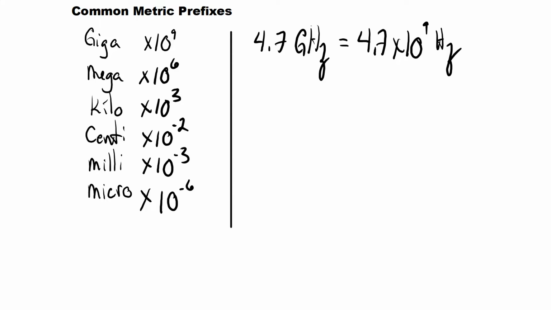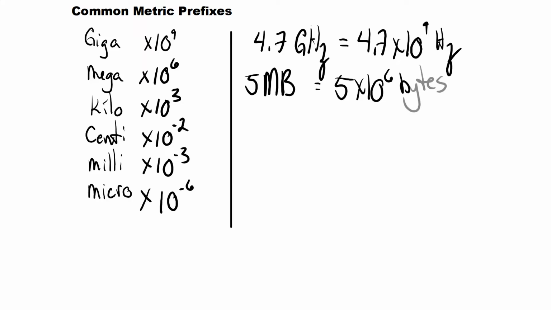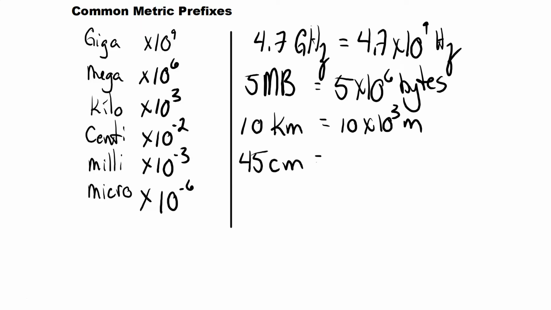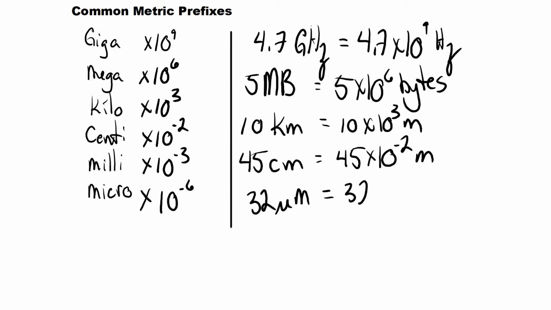Mega, thinking maybe megabytes of data. If you had 5 megabytes, that would be the same as 5 times 10 to the 6th bytes. If we had something that was 10 kilometers long, we're going on a trip that's 10 kilometers, that, of course, is 10 times 10 to the 3rd meters. 45 centimeters is the same as 45 times 10 to the minus 2 meters. And finally, 32 micrometers is 32 times 10 to the minus 6th meters.